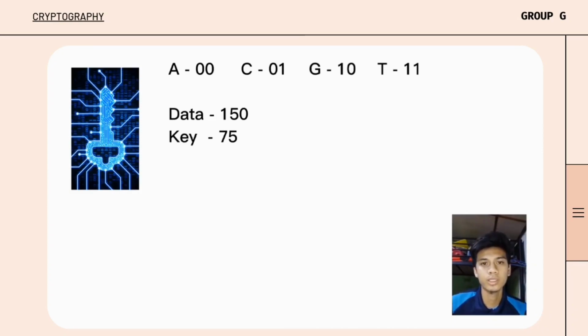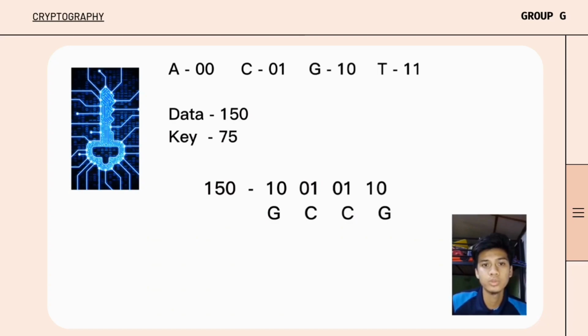Now we will look at how we encode and decode using the nucleic acid. Let's say we have 150 as the data and 75 as the value of the key. First we convert the data value to binary form, and we get 10, 01, 01, 10. Each binary digit we map to the equivalent nucleic acid, and we get G, C, C, and G.